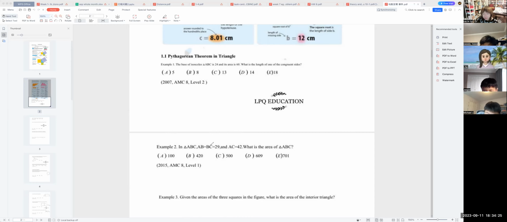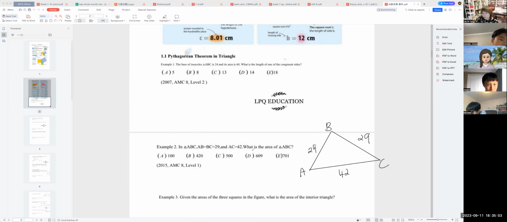In triangle ABC, AB equals BC equals 29 and AC equals 42. What is the area of ABC? Okay, so this question is very similar to example 1. And everybody, if you want to get it right, you have to draw the picture yourself. So this is B, this is A, this is C. AB equals 29, BC equals 29, and AC equals 42. So we want to make a height. In order to calculate the area, we need a height, right? Everybody, I'm not going to tell you anymore, just try it.